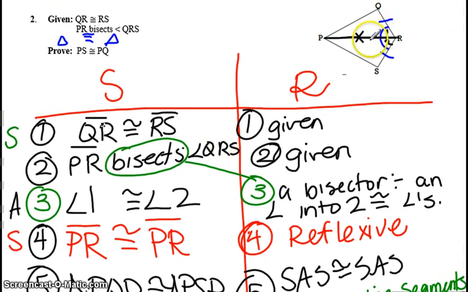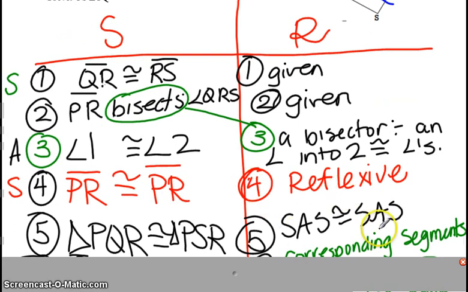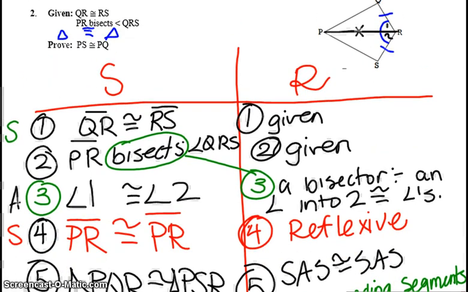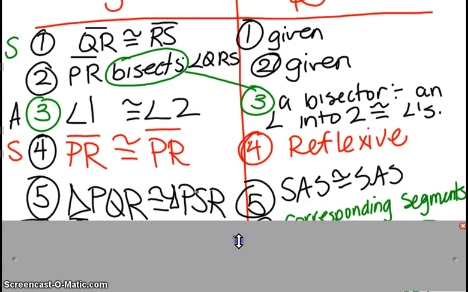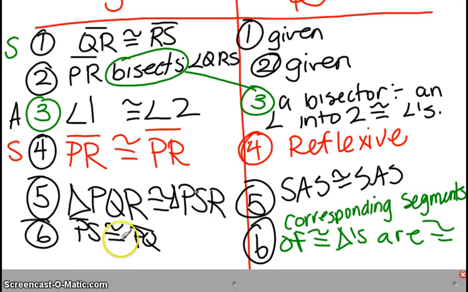So PQR is congruent to PSR because of side, angle, side is congruent to side, angle, side. So since we proved that triangles are congruent, our next step is to go back and write whatever we're told to prove. So line segment PS is congruent to line segment PQ. Here we're proving segments, so our statement would be corresponding segments of congruent triangles are congruent.